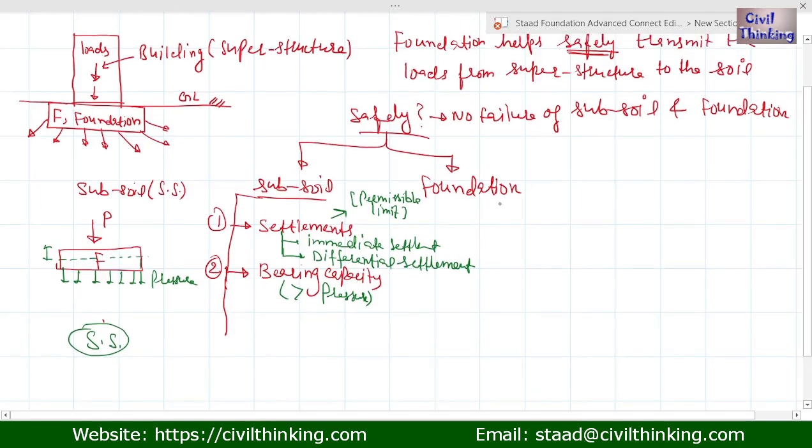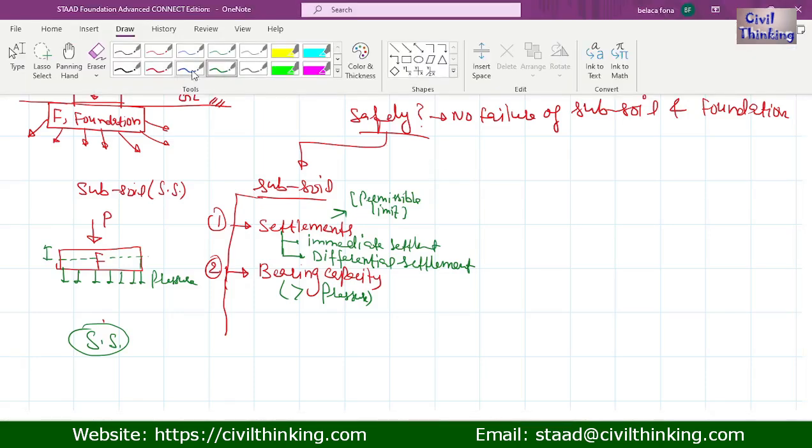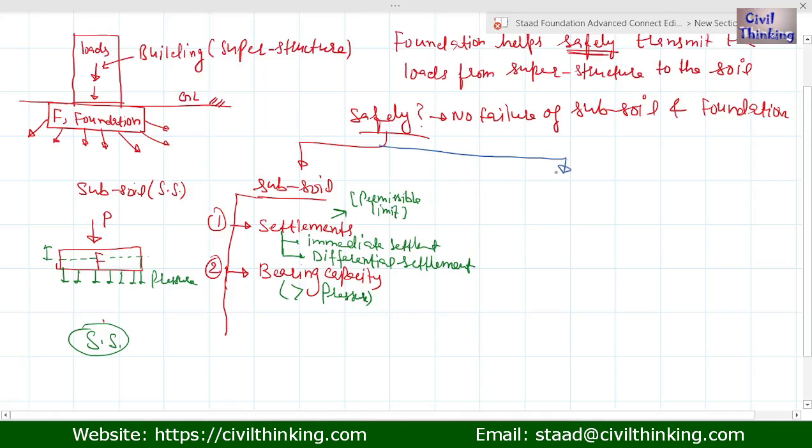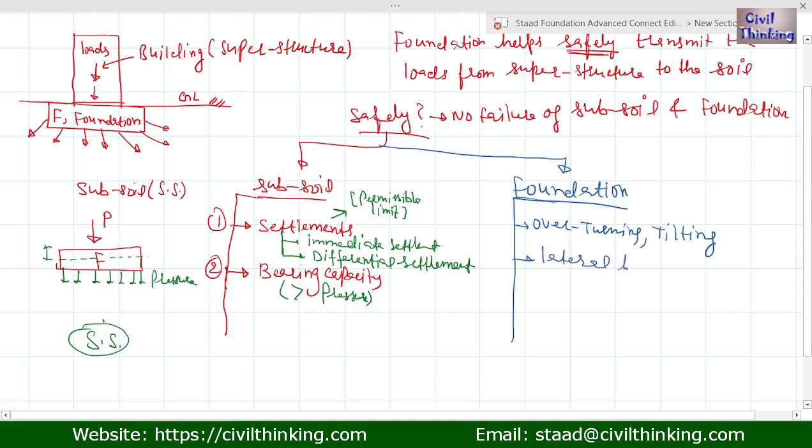And then when it comes to foundation, let me write it here. In the foundation, we can have a few possible types of failures. For example, we can have overturning. We can also have tilting. We can have failure of foundation because of the lateral loads. And more, but let me first discuss these things.